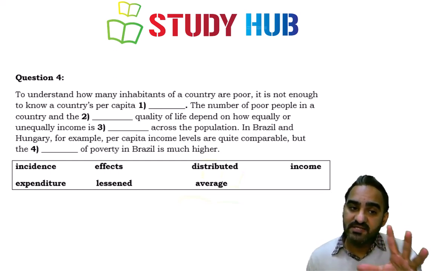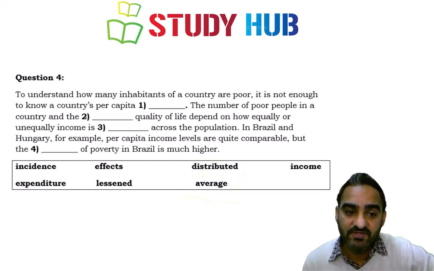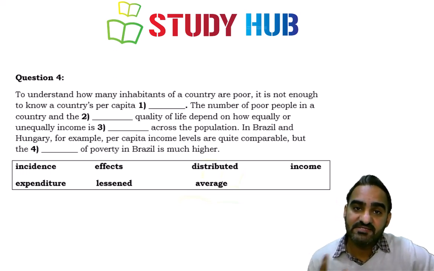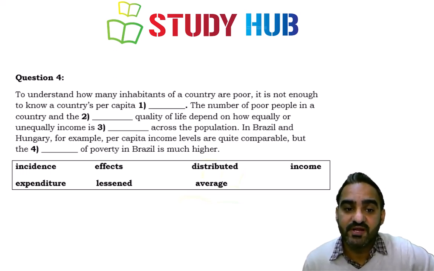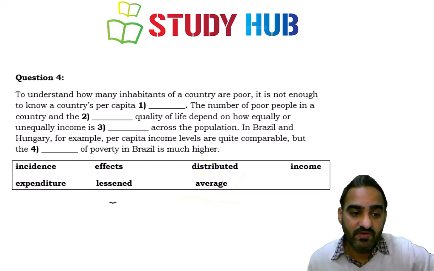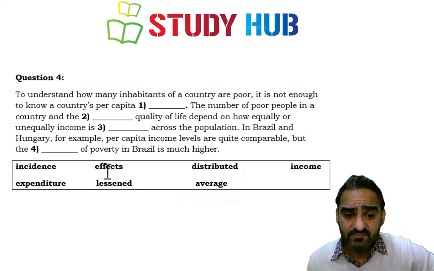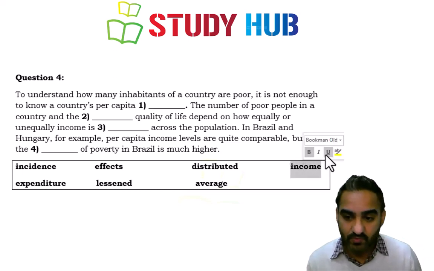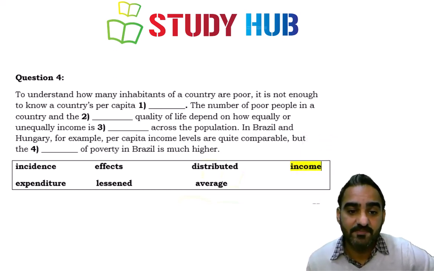And even if you go by the logic, we are going to apply the noun phrase logic. A country's per capita something: article, adjective, noun. So we need a noun here. And when we look at the nouns, we have got incidence, effects, expenditure or income, and that's where we are going to go with income as the word. So average per capita income.